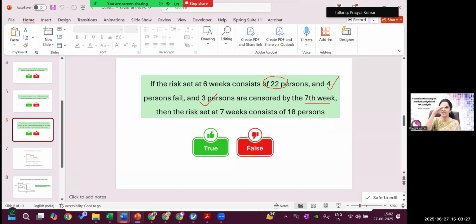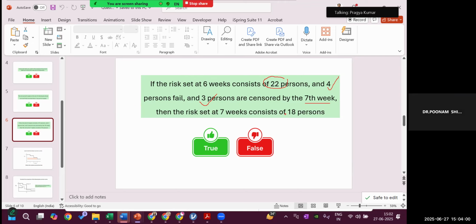That means in the same row, we don't deduct the number of events or censored data from the total number of individuals. We deduct from the upper row, not in the same row. So at 7th week, since these 4 and 3 have happened, we will not deduct any number from 22, and the risk set will be 22. I don't know whether Dr. Poonam, am I making myself clear to you?